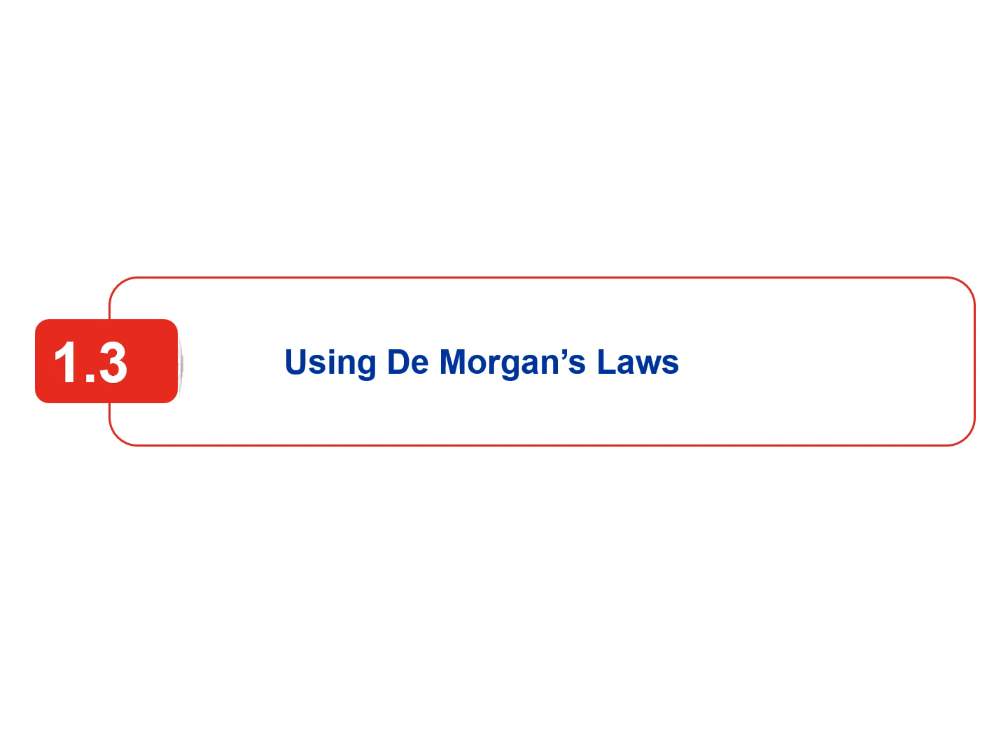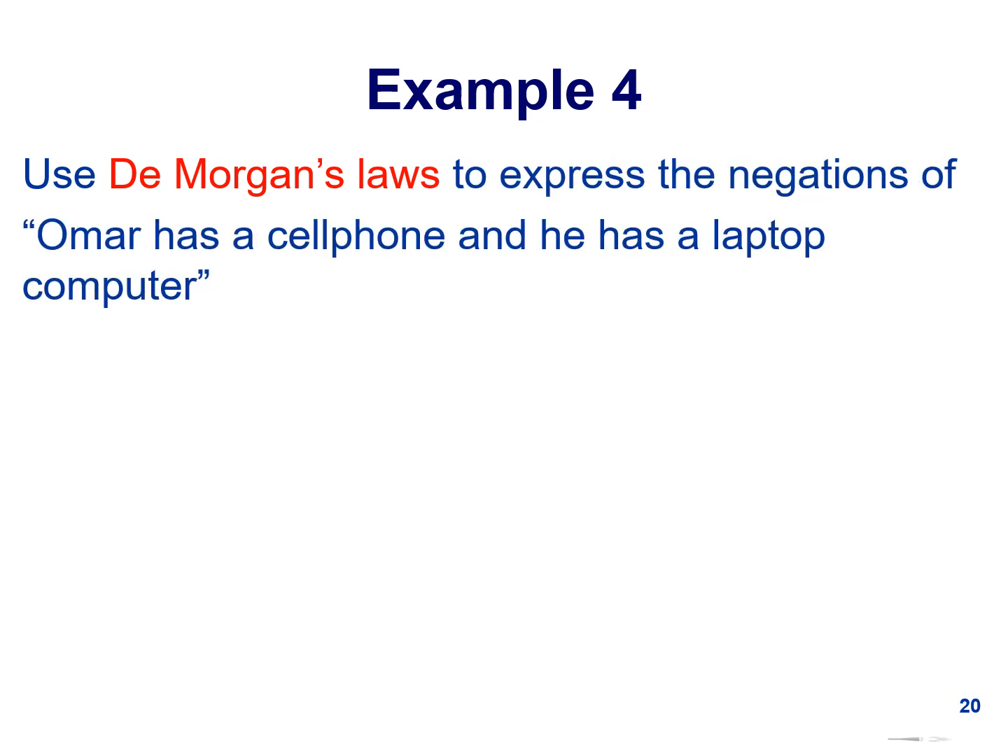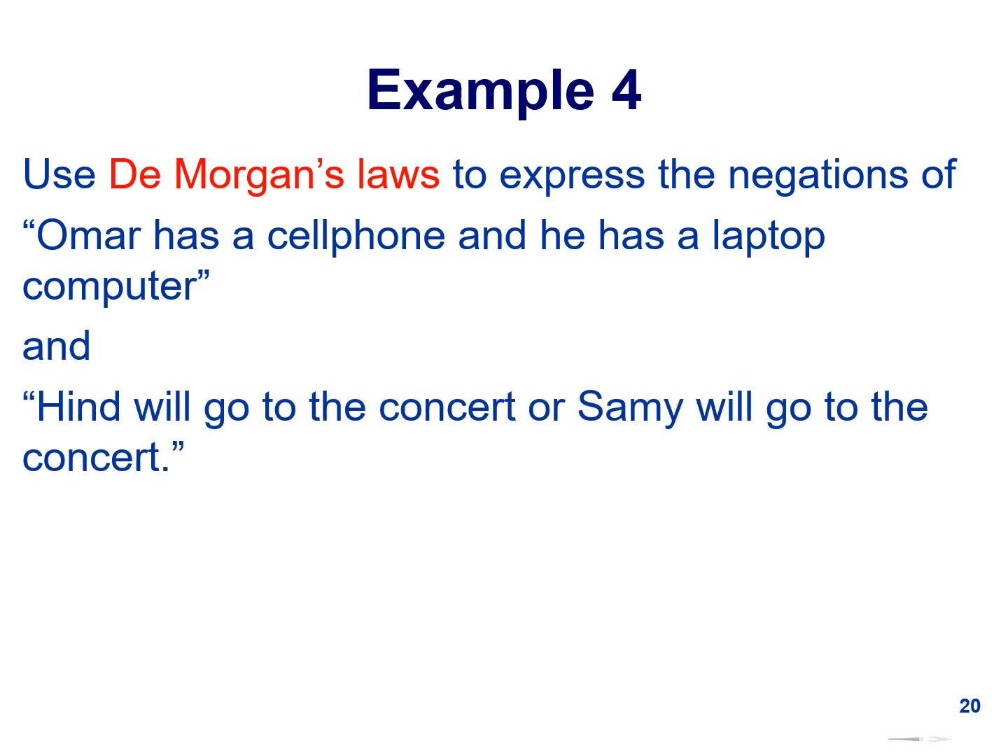Using De Morgan's laws. Use De Morgan's laws to express the negations of "Omar has a cell phone and he has a laptop computer," and "Hend will go to the concert or Sammy will go to the concert."